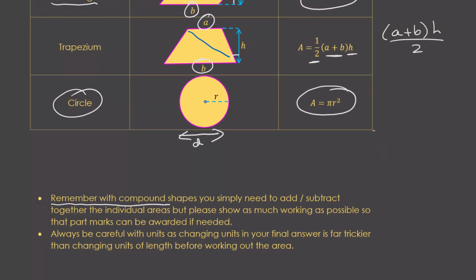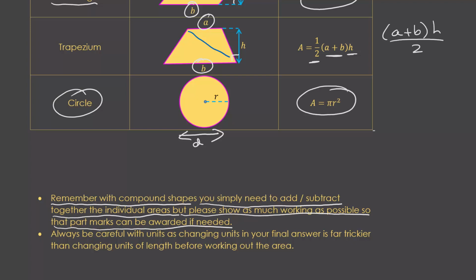Remember, with compound shapes, you simply need to add or subtract together the individual areas. But please show as much working as possible so that part marks can be awarded if needed. The most annoying thing as a teacher here is just to see a wrong answer, and you award 0 when the question may have been worth 4 or 5 marks.